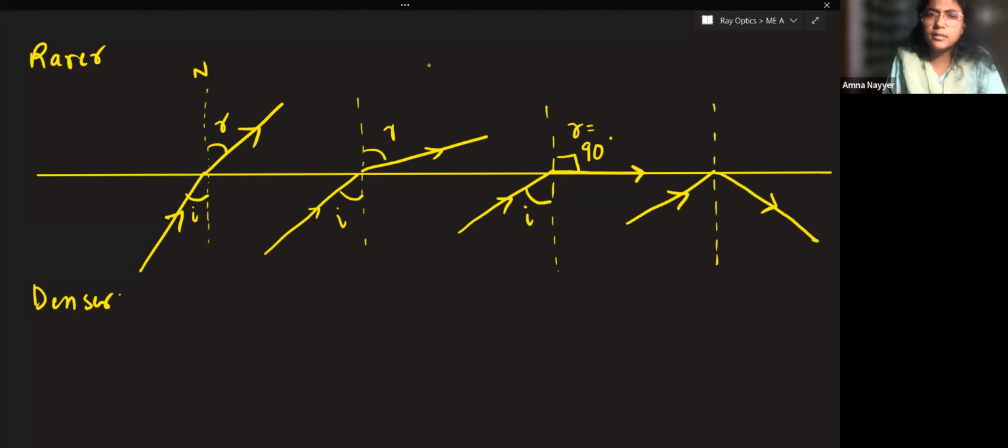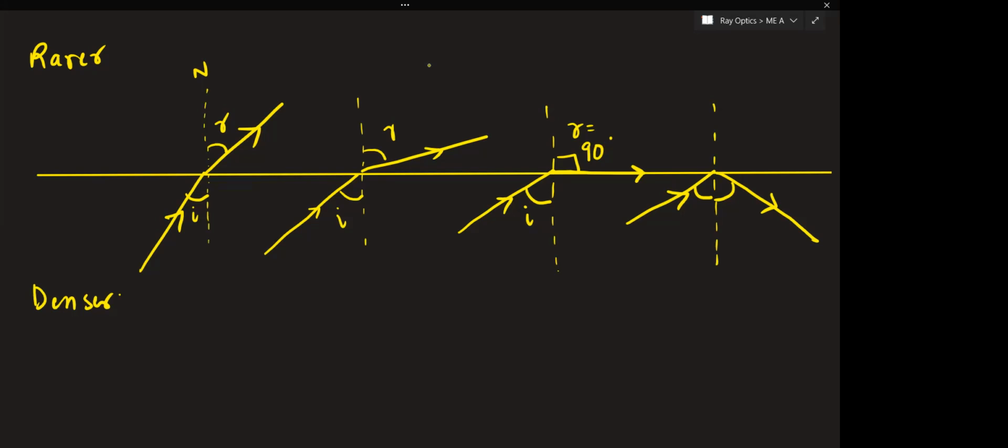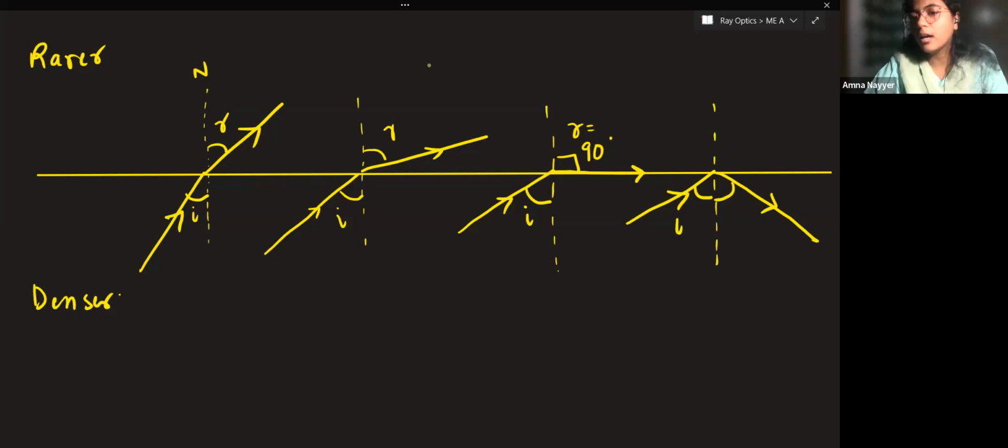Now, can you look at this? Is this refraction or reflection? This is the angle of incidence, and this is the angle of reflection. This is not refraction, this is simply reflection, right? Yes, Wafi, agreed? Yes, ma'am. So this is your angle of incidence and this is your angle of reflection.